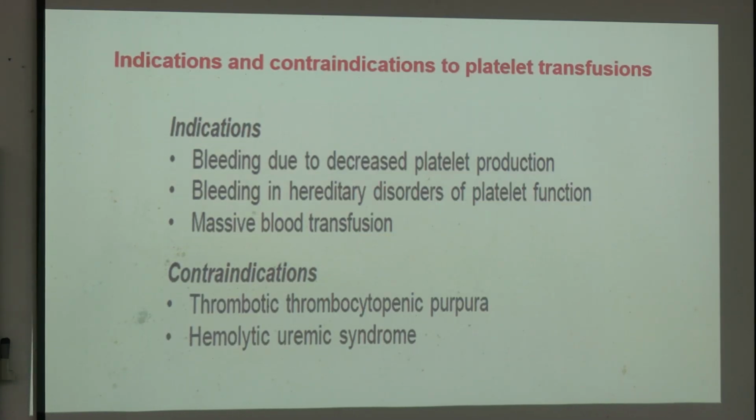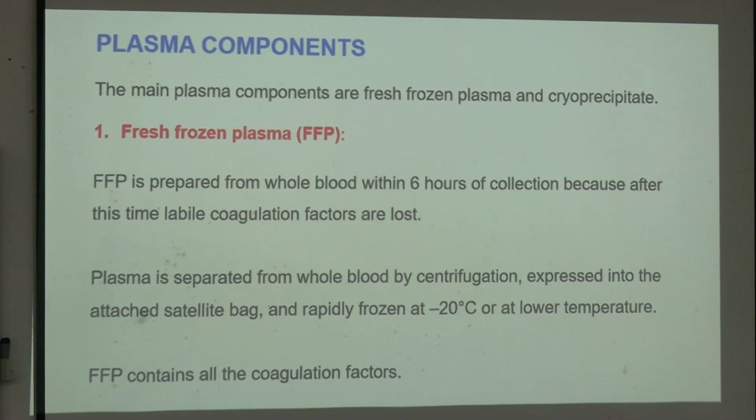Now, indications and contraindications to platelet transfusion. So, when can we transfuse the platelets? The indications are bleeding due to decreased platelet production, bleeding in hereditary diseases of platelet function, and massive blood transfusion. And there are two contraindications. One is TTP, thrombotic thrombocytopenic purpura, and the other is hemolytic uremic syndrome.